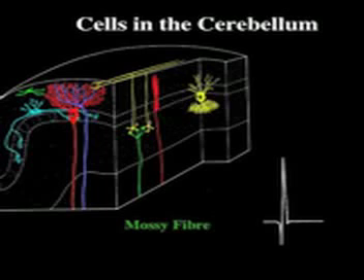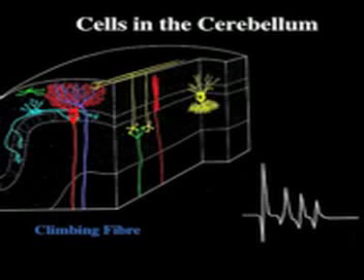Going back to those climbing fibres and mossy fibres, they are different from each other also in the kinds of action potential information that they carry. So the mossy fibre tends to carry information as single action potentials, whereas the climbing fibre tends to carry information as bursts of action potentials, several action potentials together. And so those fibres are both affecting that cerebellar network in different ways from each other.